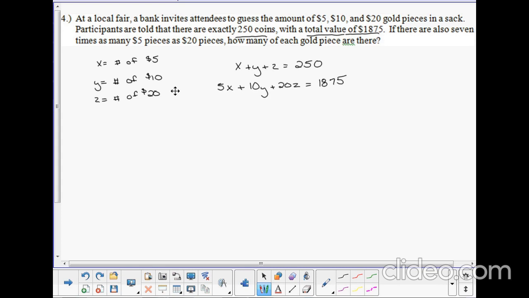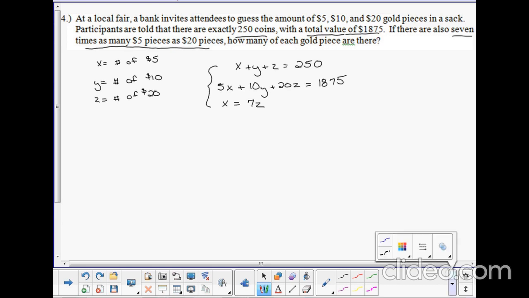Finally, we know there are 7 times as many $5 pieces as $20 pieces. So our $5 pieces would be x, and this number is going to be equal to 7 times z. So there are more $5 pieces, so we have to multiply the $20 pieces by 7 to get to the $5 pieces.